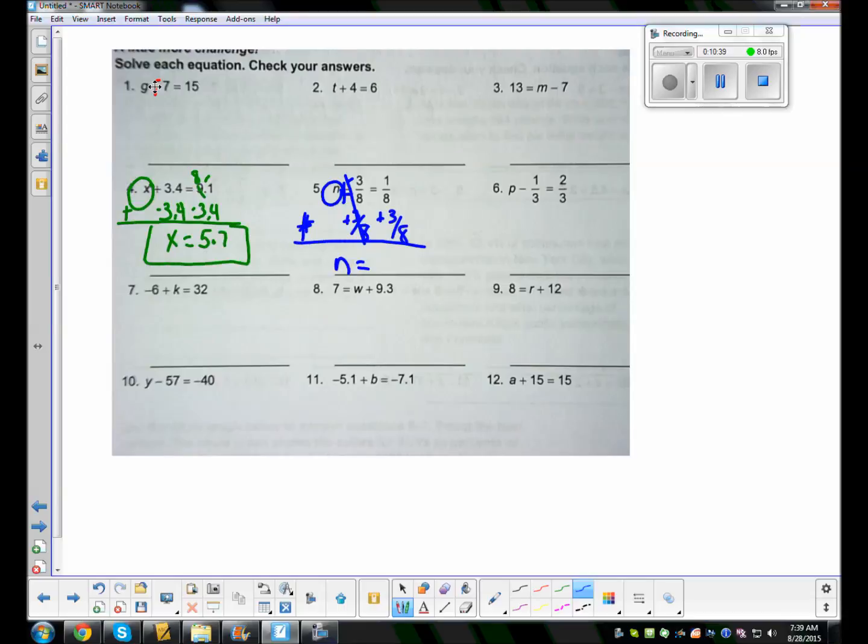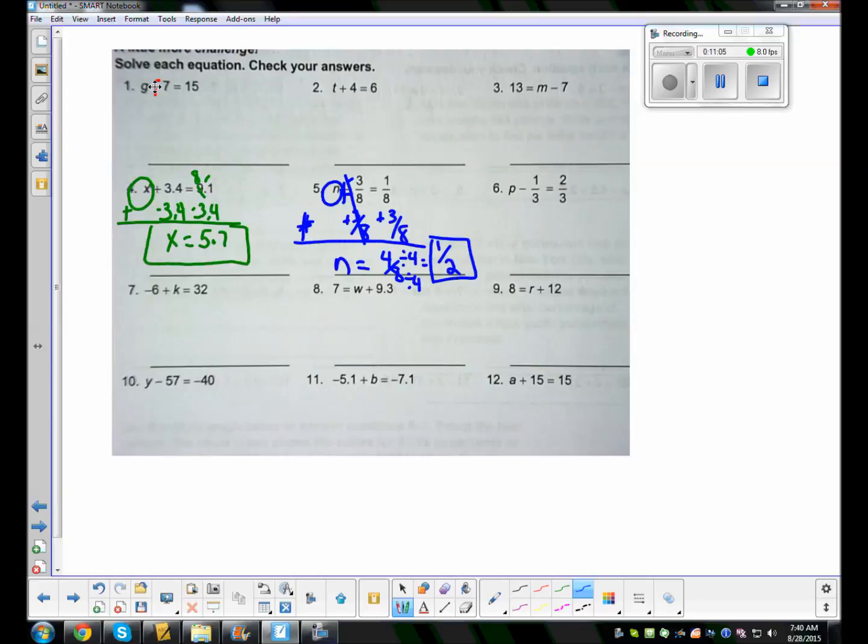When I add fractions, the denominator is going to stay the same, and I add the numerators together. 3 plus 1 is 4. So n is equal to 4/8, and then I have to check it. Does anything evenly divide into 4 and into 8? And the answer is yes, 4 does. So 4 divided by 4 is 1, and 8 divided by 4 is 2. So n is equal to 1/2.